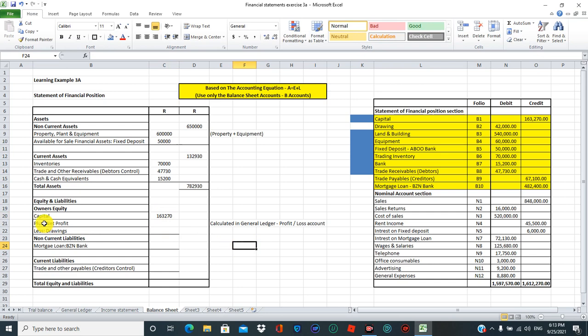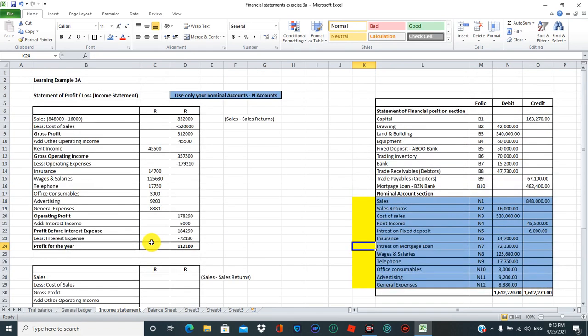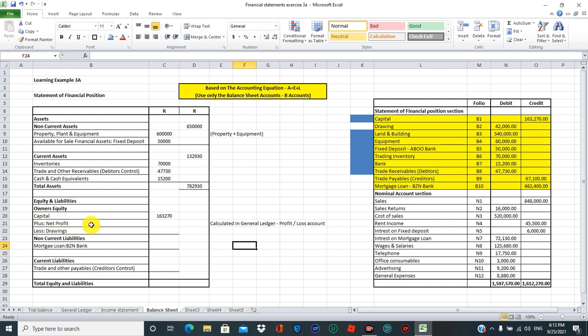Plus your net profit. Now, please remember, we calculated the net profit when we did the statement of profit and loss. So we made a profit, which is 112,160. So we'll just put that amount over there. But please remember, if you made a loss, you will deduct the loss. So you plus the profit, you deduct the loss. So that'll be 112,160. And less your drawings. There's the drawings, 42,000.